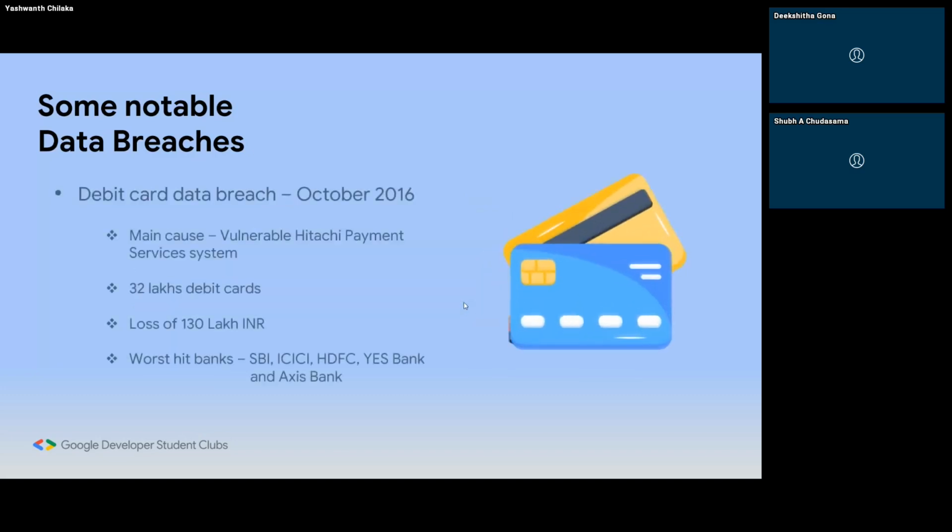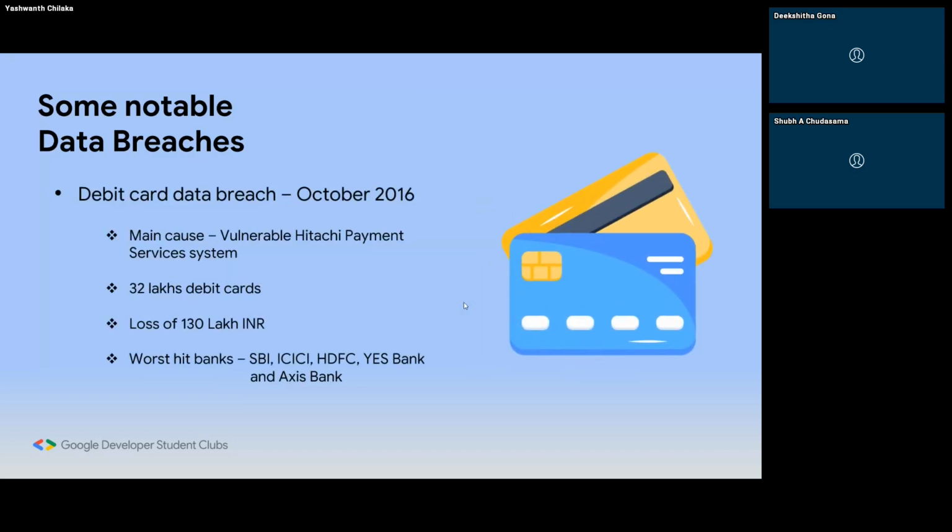The second one: the debit card data breach. This occurred in October 2016, and the main cause was a vulnerable Hitachi payment services system. Hitachi provides ATM and sales services in India, and a malware injection caused by a vulnerability led to this breach. It was reported that 32 lakh debit cards from major Indian banks were compromised, causing a loss of 130 lakh INR. Most of the losses were due to fraudulent transactions.